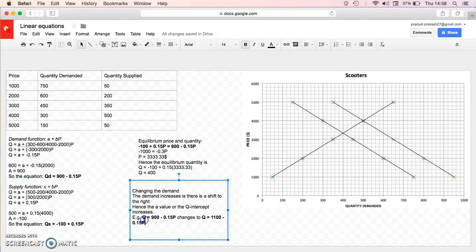Before, my demand equation was Q equals 900 minus 0.15p. Now I can change that to 1,100 instead of 900, so by 200. And then I get the new equation, which is this right here. So the line would probably intersect the x-axis somewhere around here, far off. And yeah, that's how you manipulate supply and demand equations.